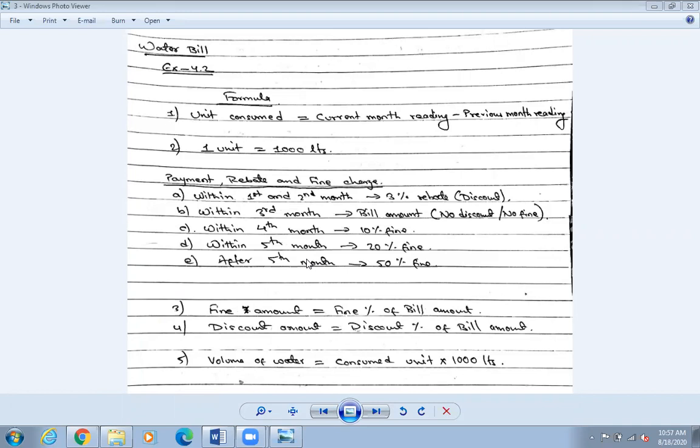You need to pay the bill amount. Okay, after Kartik what will come? Mangshir. Okay, so in Mangshir, if you pay it, then you will get 10% fine. That is fourth month, 10% fine. After that, in the 5th month, we are going to get 20 percentage fine amount. And after 5th month, the 6th month.